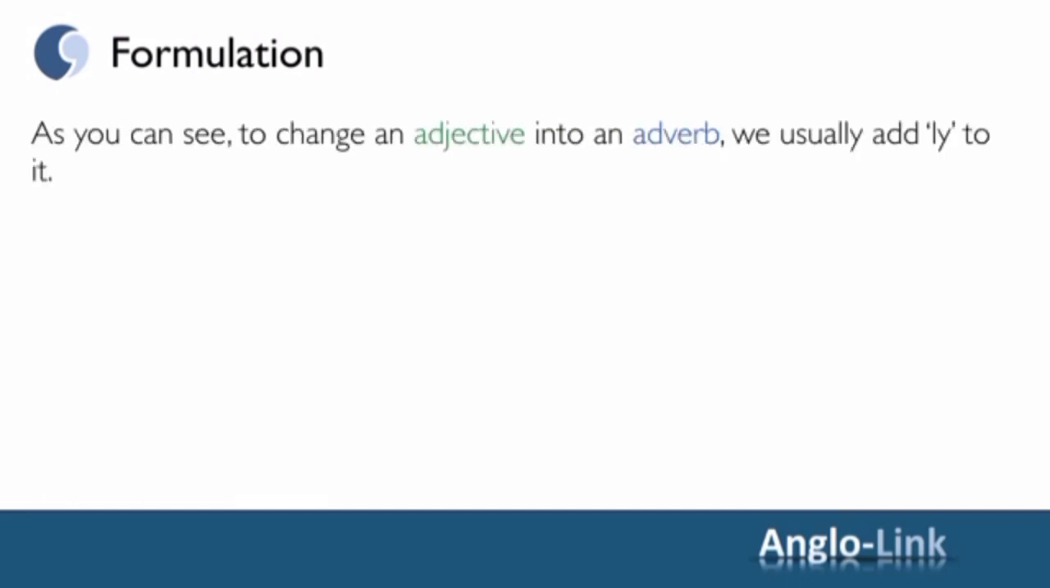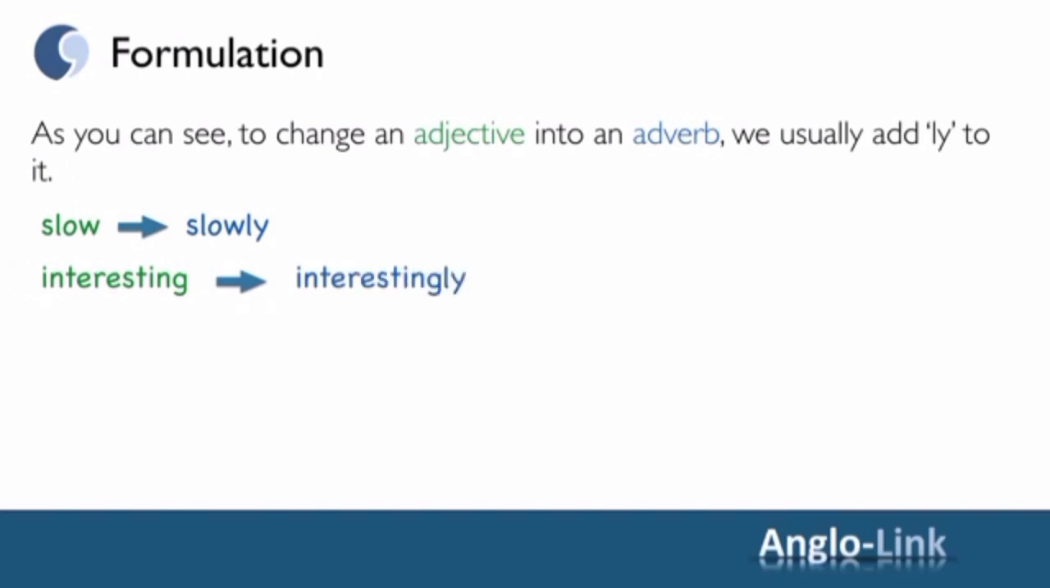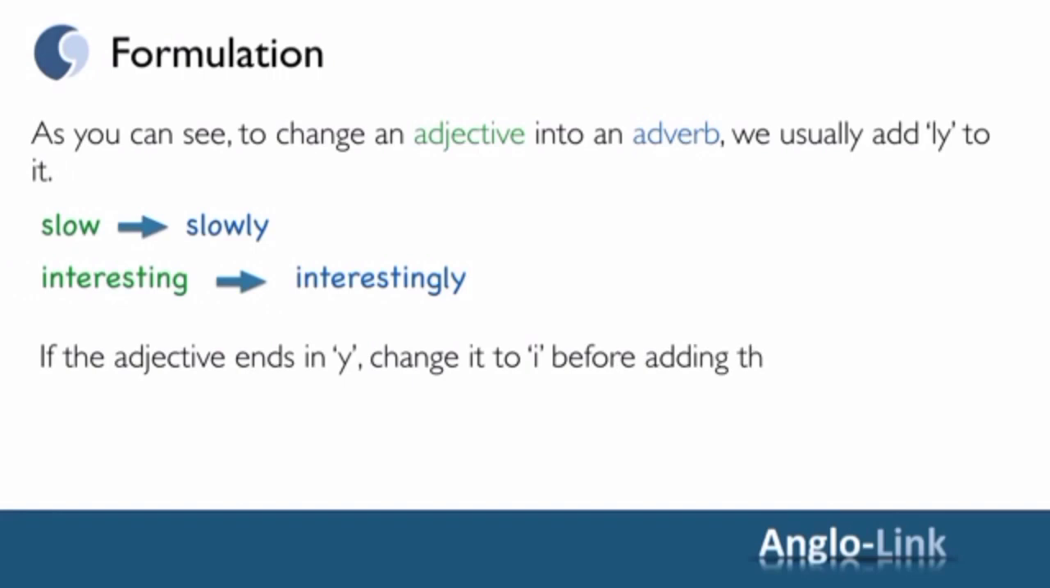Right, let's have a quick look at formulation. As you can see, to change an adjective into an adverb, we usually add ly to it. For example, slow becomes slowly. Interesting becomes interestingly. If the adjective ends in y, change it to i before adding the ly. For example, happy, happily, or lucky, luckily.